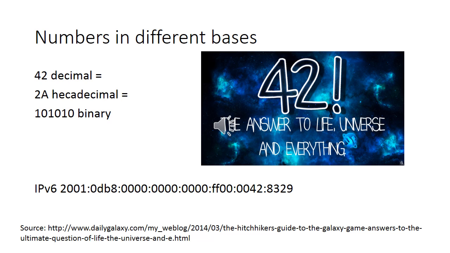There was a book, radio play and movie all in one, called Hitchhiker's Guide to the Galaxy, and there was a computer that was tasked with working out the answer to life, the universe and everything. And after a long time, so millions of years, it finally arrived at the answer of 42, which is a good joke in the book. And so the question is, why 42?